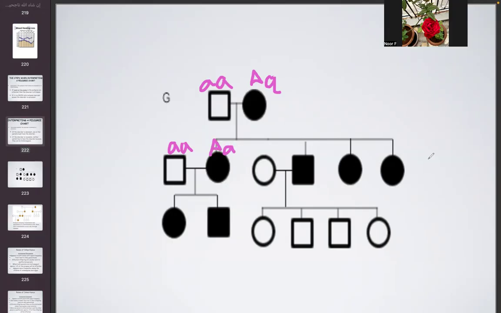So males and females are almost equally affected. Again, here both male and female are affected. That means they have the AA pattern. Here also, all the affected will have A, and the non-affected will have a. So this is the type of autosomal dominant.